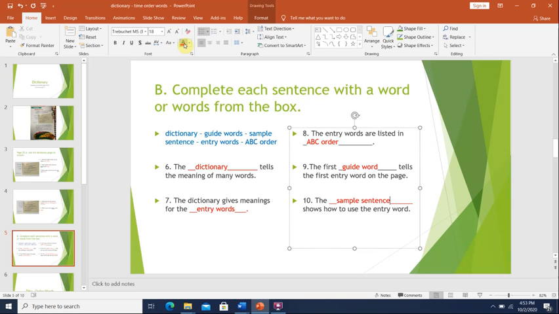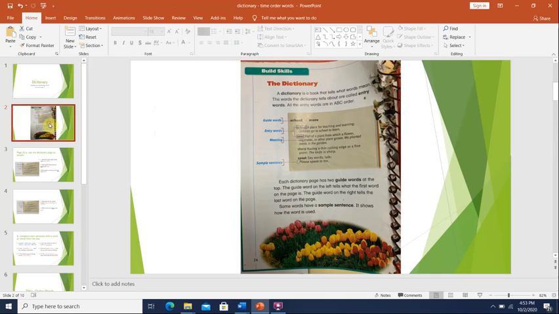Okay, before you go to the language arts practice book, I want you to go back to this page 24, and read the important points. What is a dictionary? A book that tells what the word means. The parts of a dictionary page: the guide words, the entry words, the meanings that come after the entry words. What is the sample sentence? It helps make sure you understand. And remember that the entry words are listed in ABC order. Okay? Thank you.